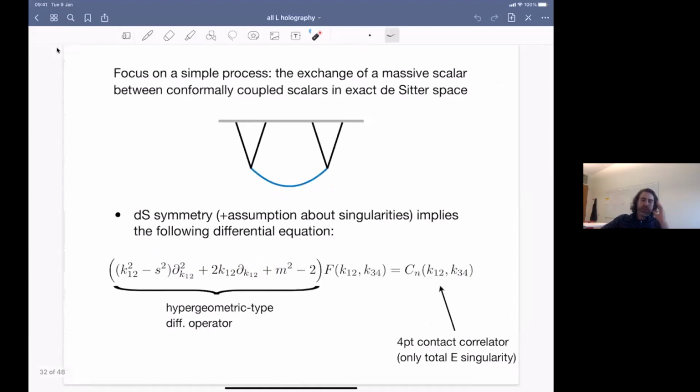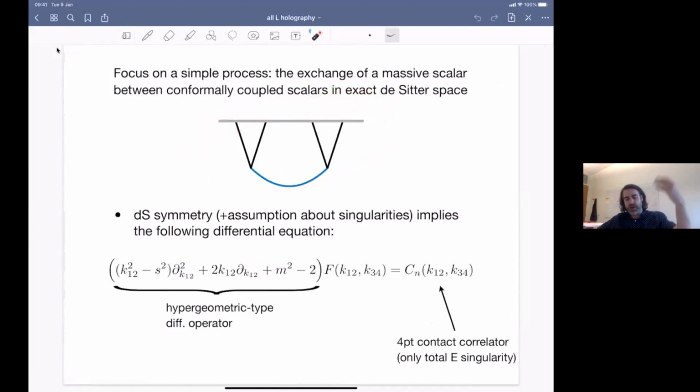Just for simplicity, I want to focus on the following process. I want to think about the process in exact de Sitter space, where two conformally coupled scalars exchange a massive scalar field. Or you can think about it as a massive scalar field getting generated on shell by the de Sitter expansion, then decaying into two conformally coupled scalar fields. And this generates some correlation at late times.